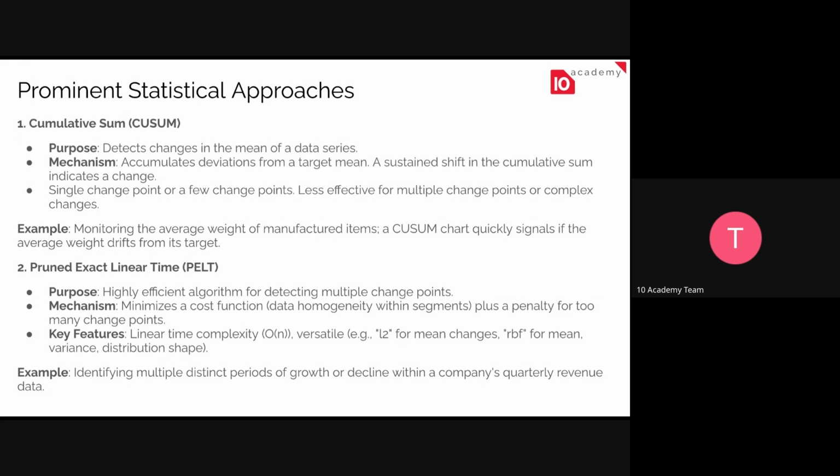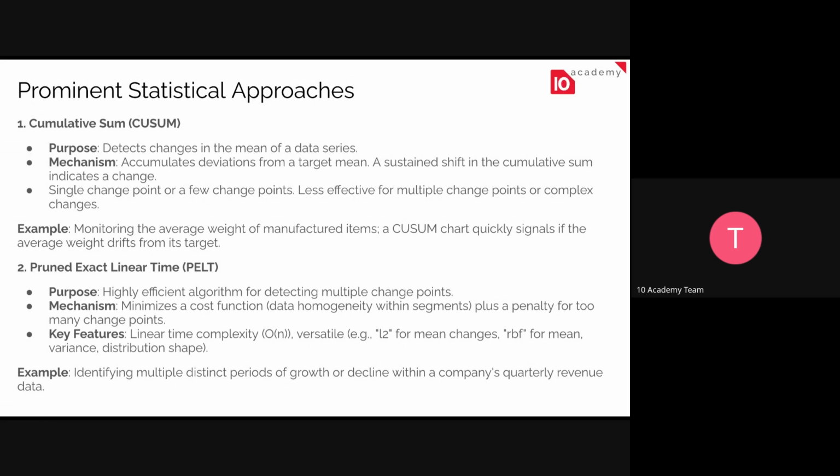homogeneous section or segment, plus a penalty for how many changes you want to see. It's very versatile. For instance, you can use L2 for mean change to identify the mean changes, which is what you would basically be doing with the cumulative sum method. And if you use RBF, you would see the mean, variance, or distribution and shape changes. Its linear time complexity is O of n.